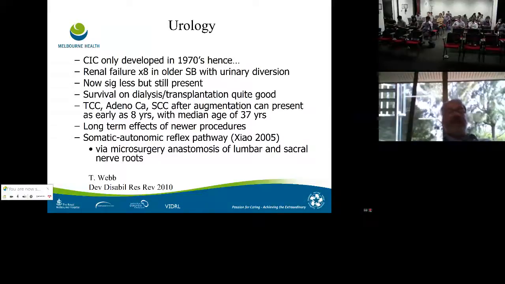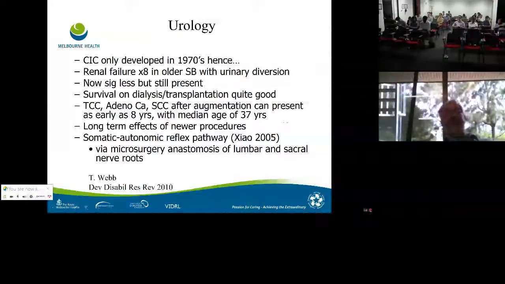I've seen a number of patients who've gone on to have dialysis and transplantation. I've talked about adenocarcinoma and SCC, and so there's bladder augmentation that needs to be looked at in terms of a recent need to have that done on a regular basis. Some of the newer procedures, we frankly don't know the longer term consequences, and so that's something to be looked at in the longer term.